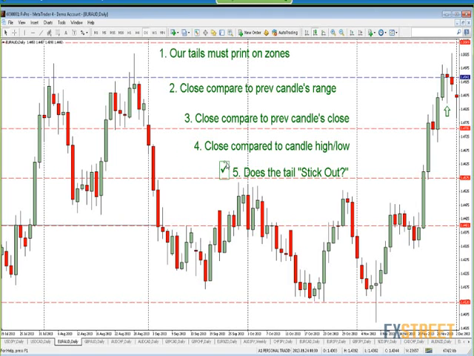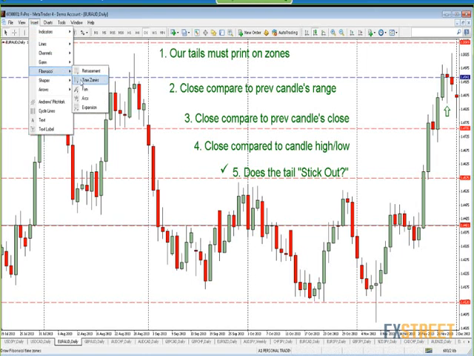And finally, does the tail stick out? Does it spend time outside of the recent price action? And when I say recent price action, I'm talking about the last week: 1, 2, 3, 4, 5. All of these candles here are in this area. Actually, let's draw a box so you can see. Visually, I want you to think about it this way.